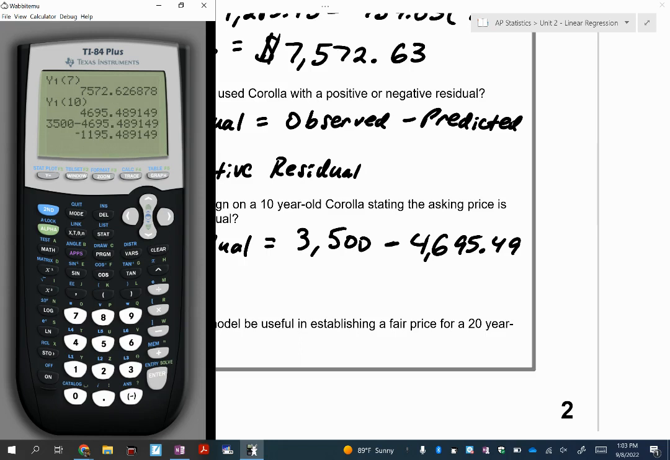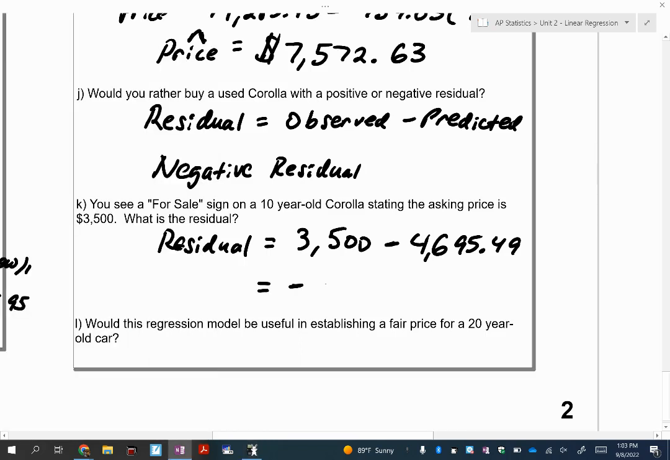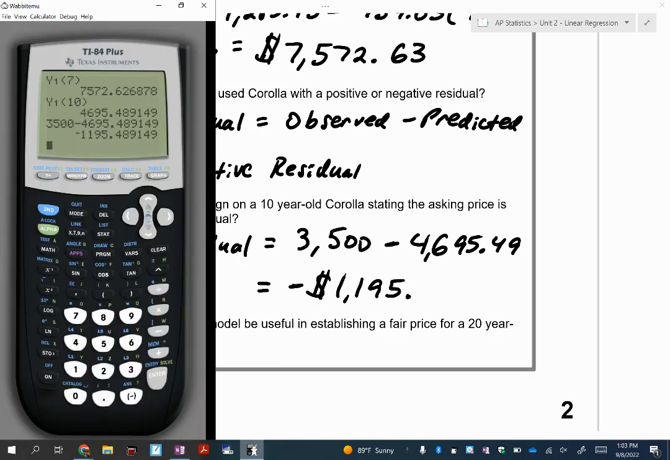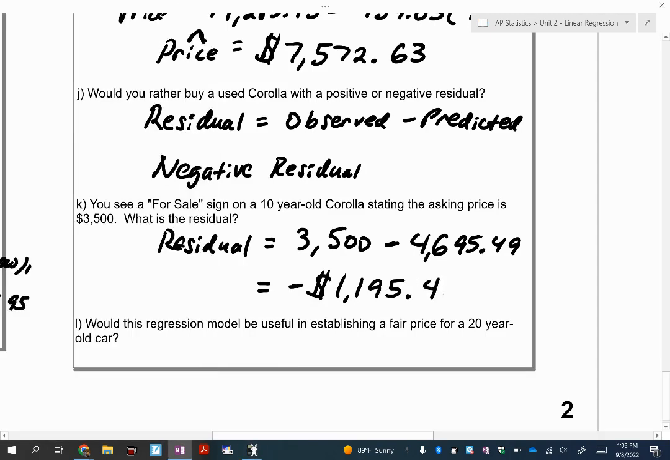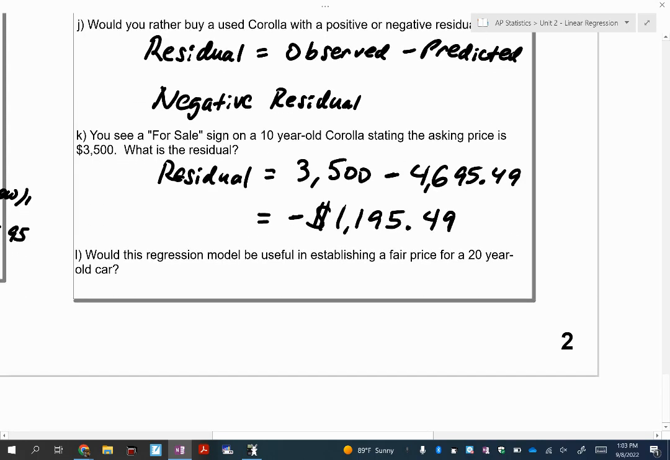So negative $1,195.49. As I mentioned in the previous question, this would be a good deal for the consumer who buys this, because you're paying $3,500, but the model thinks you should be paying over $1,000 more than that, almost $1,200. Would this regression model be useful in establishing a fair price for a 20-year-old car?